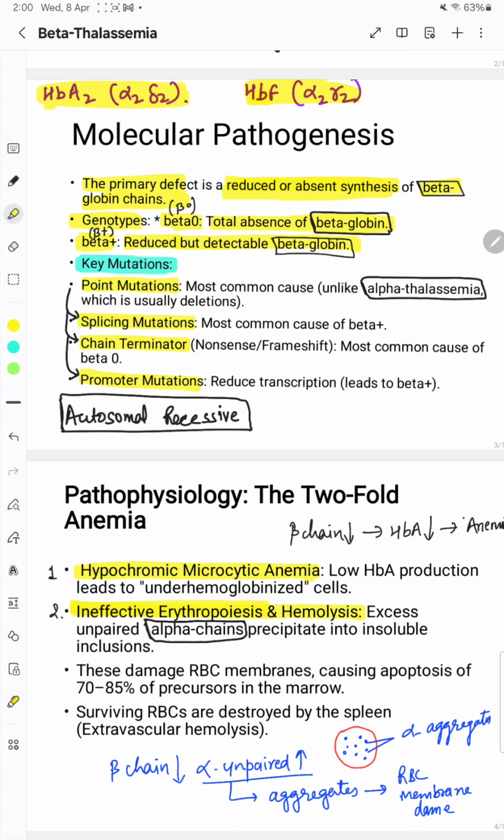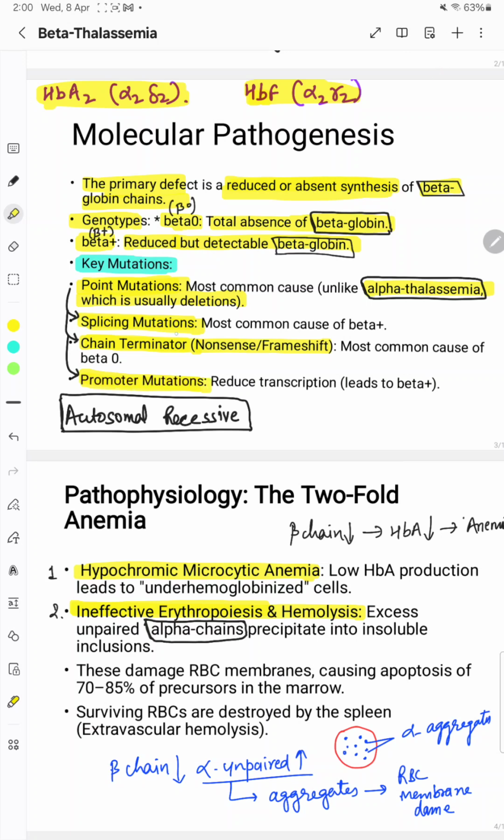The key mutation in beta thalassemia is point mutation. This is the most common cause of beta thalassemia pathogenesis, unlike alpha thalassemia, which is usually caused by gene deletion. So there are three types of point mutation: splicing mutation, chain terminator, nonsense or frame shift mutation, and third is promoter mutation.